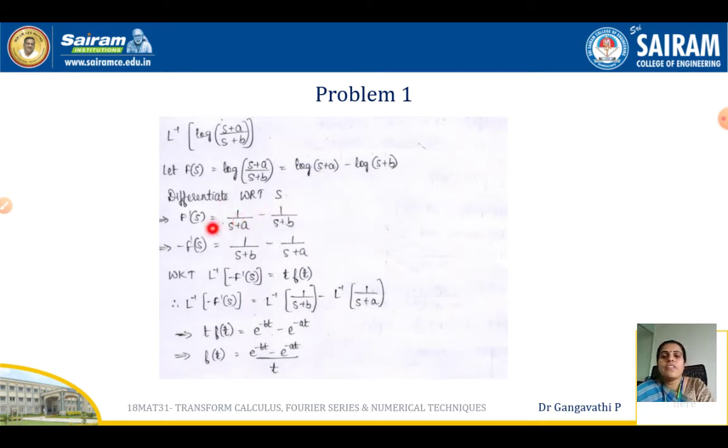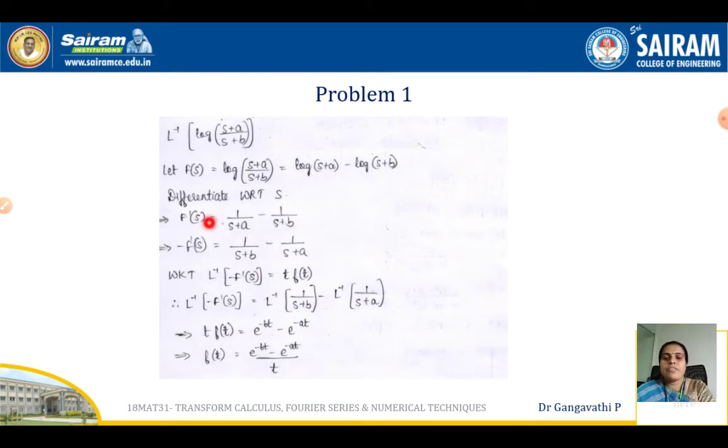Once you do the differentiation, F dash of s is equal to the differentiation of log of (s plus a), which is 1 by (s plus a), and the differentiation of log of (s plus b) is 1 by (s plus b). Now multiply by minus. Why do we do it? Try to recall your formula. That formula is: minus 1 to the power of n into d^n by ds^n of F of s, where n represents the number of times you have differentiated it. So according to that, let us do it for the first time.